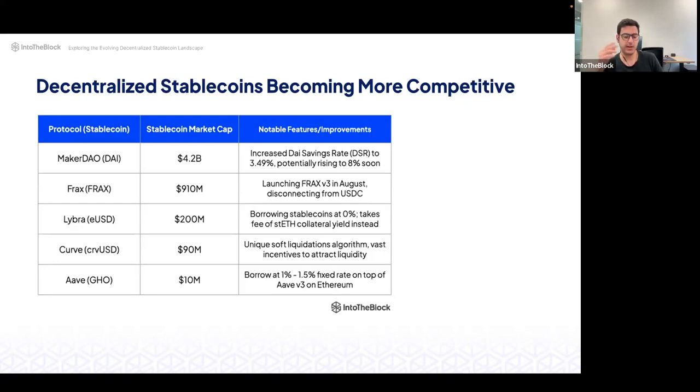The main decentralized stablecoin to this day is still DAI, and they've been increasing the incentives to hold DAI through this thing called the DAI Savings Rate. So this was increased to 3.49% a few weeks back, and to 8% just this past Sunday. So it's already live at 8%.